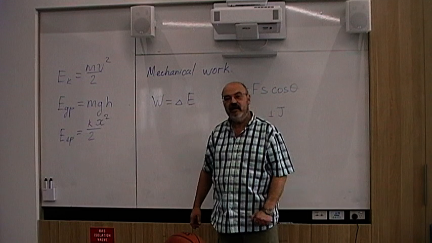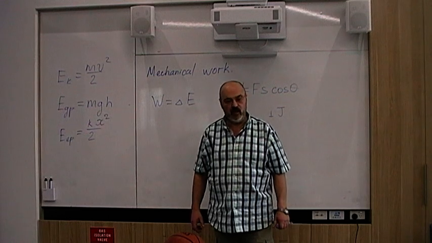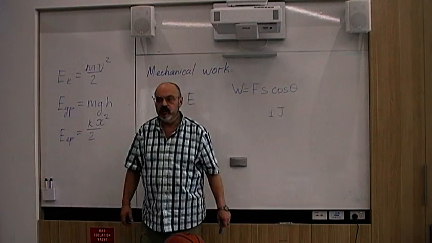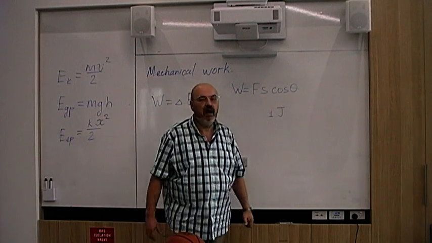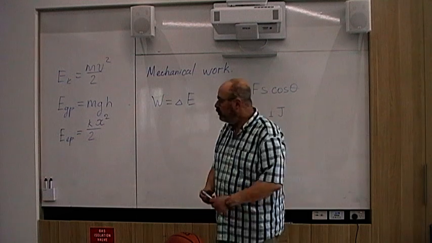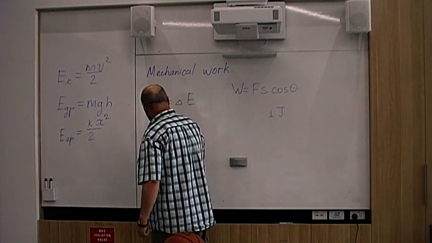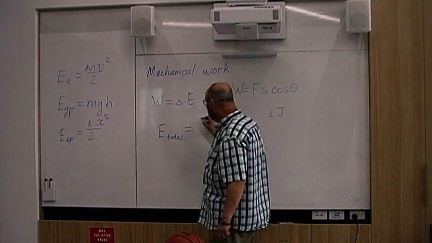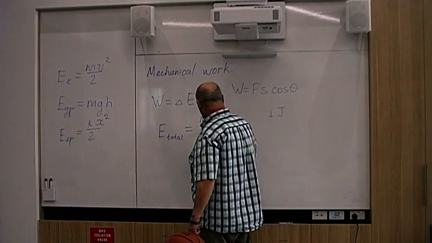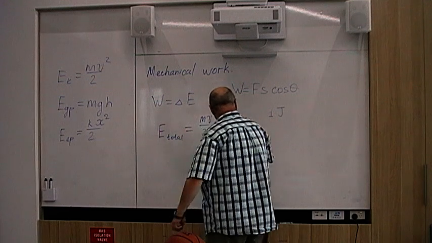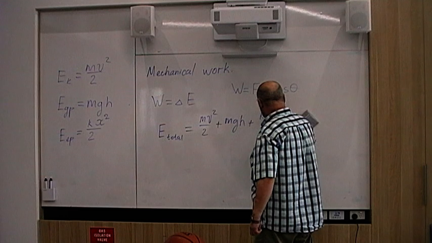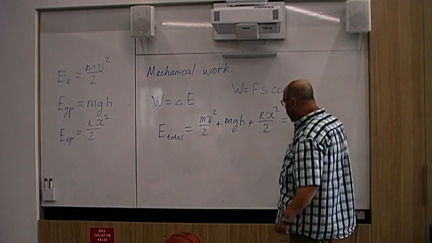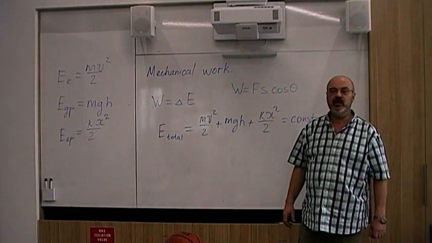The energy never disappears, is never created, it's always constant for a closed system. Together with the law of conservation of momentum, the law of conservation of energy is one of the most fundamental laws of nature. The total energy, when you consider only mechanical processes, will be the sum of these three, mv squared over 2 plus mgh plus kx squared over 2, and it will be constant. Energy of the system stays unchanged.